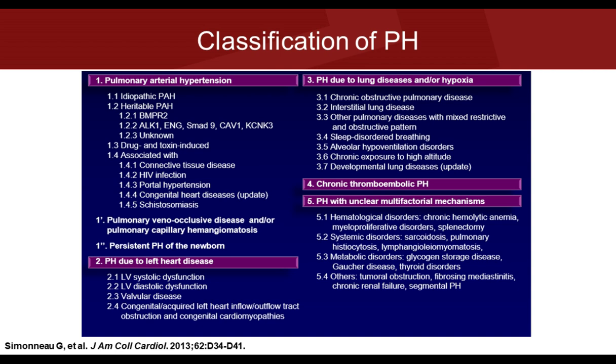The full classification looks like this. You don't have to memorize it. Mostly you're focused on getting patients into an individual group and from there narrowing down, okay, what's the underlying disease. But you can see in group 1 a few other conditions that I haven't mentioned. Drug and toxin associated, for example, is important.